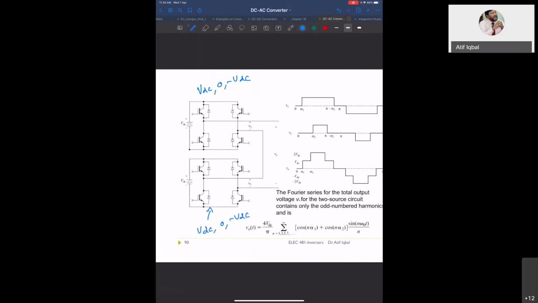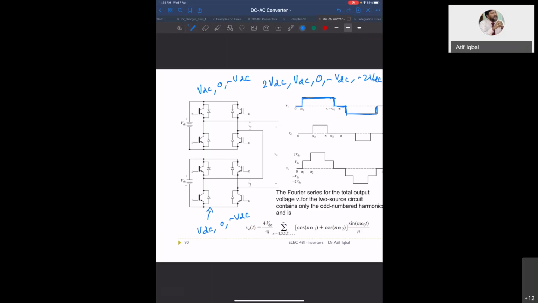But when you combine them, you get 5 levels. What are the different 5 levels? 2 VDC, VDC, 0, minus VDC, minus 2 VDC. These are the 5 different levels that you will get. So this is the output of inverter 1.